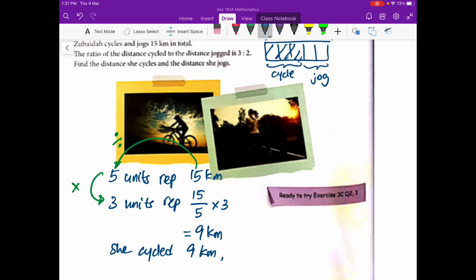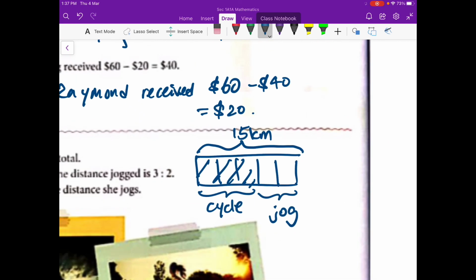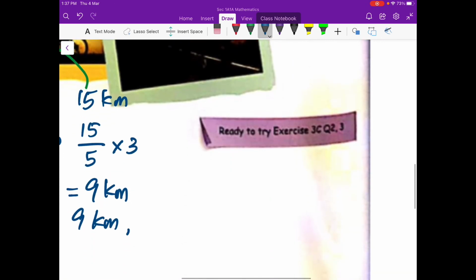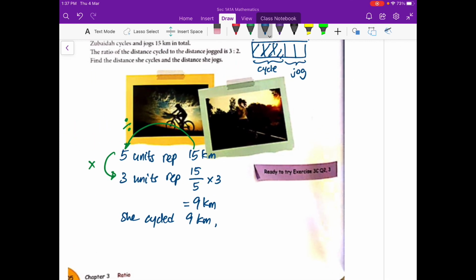What about the distance that she jogged? Before we do that, did she cycle more or did she jog more? Cycle more, right? So the answer for jog must be smaller, isn't it? Minus. So 6. How do you get 6? And jog: 15 minus 9 equals 6 kilometers.